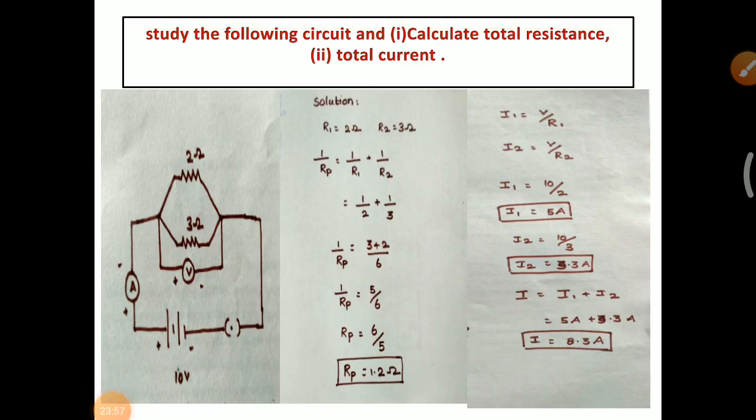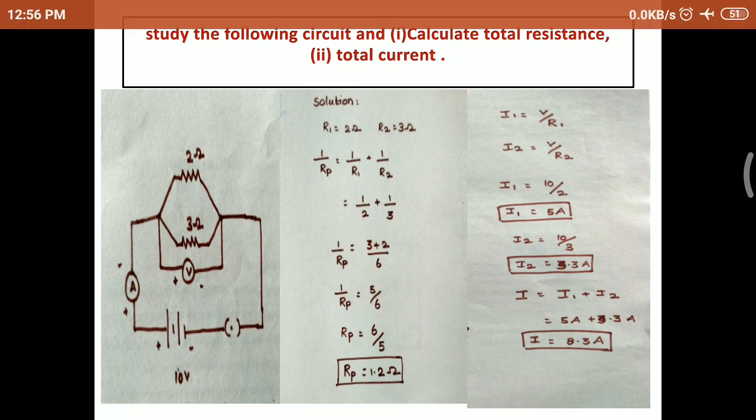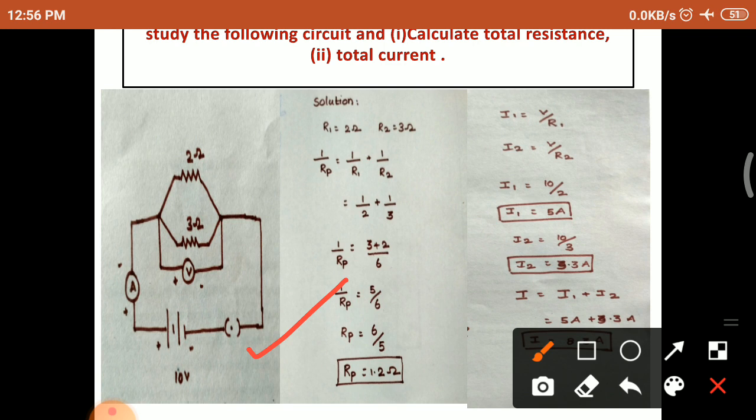The next one, study the following circuit and calculate total resistance and total current. See this combination. Here 2 ohm and 3 ohm are connected in parallel. So in a parallel combination, how to calculate the total resistance? See the solution. R1 is 2 ohm and R2 is 3 ohm. 1 by RP is equal to 1 by R1 plus 1 by R2.